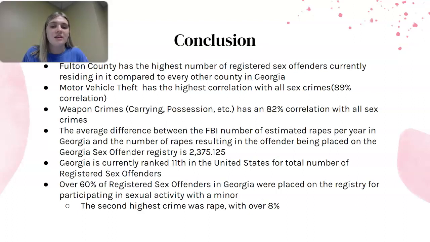The average difference between the FBI number of estimated rapes per year in Georgia and the number of rapes resulting in the offender being placed on the sex offender registry is currently 2,375, which is just an astonishing number. That means that's the average number of people who are committing these crimes and not being placed on the registry. And then, as mentioned earlier, Georgia is currently 11th in the U.S. for total number of registered sex offenders, and also mentioned earlier, nearly 60% of registered sex offenders in Georgia were placed on the registry for participating in sexual activity with a minor, which is so concerning.